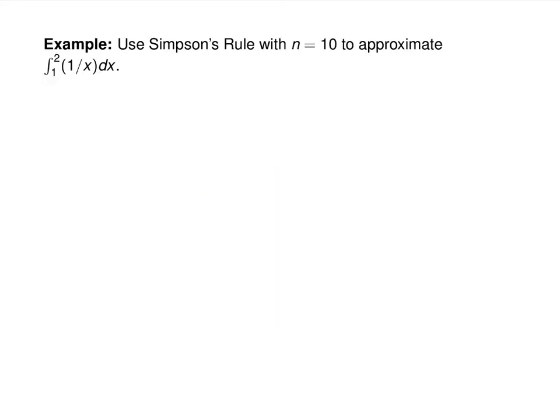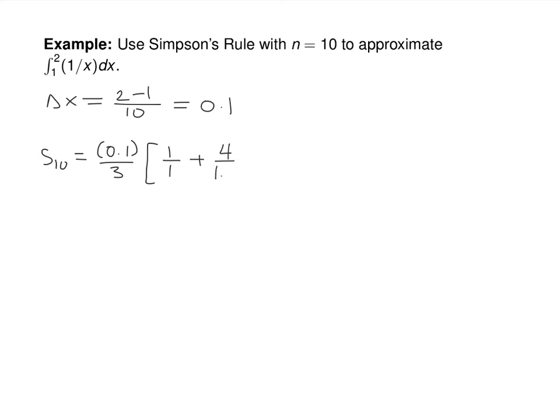So use Simpson's rule with n equals 10 to approximate this integral. First of all, notice that delta x is (2 minus 1) over 10, or 0.1. And so S sub 10, S for Simpson's, will be delta x over 3, so 0.1 over 3. And then we'll have first 1 over 1, and then the constants go flip-flop, 4, 2, 4, 2. So 4 over 1.1, 2 over 1.2, 4 over 1.3.